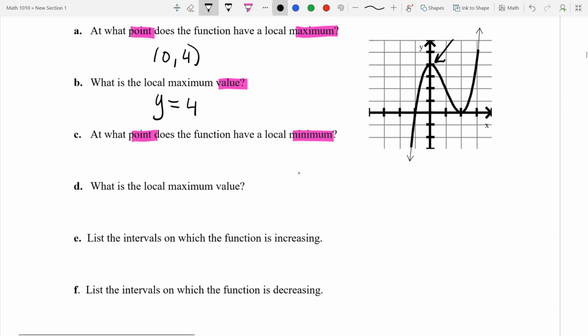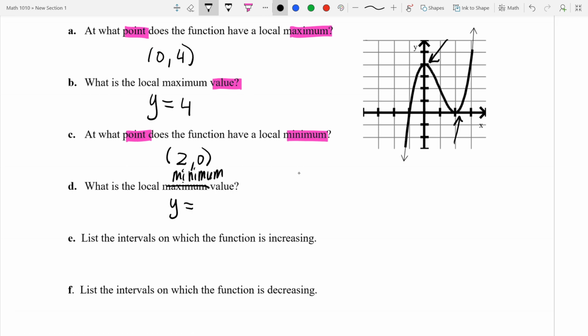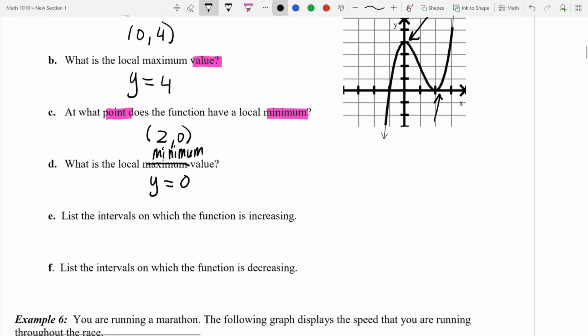At what point does it have a minimum? You guys, we're talking about this. So that would be, you tell me, what is it? (2, 0). The first one tells you to go right or left, so where do I go? 2, and then up or down is 0. Good. Local, this instead of maximum, that should say minimum. Local minimum value is going to be y equals, everybody in the room tell me. y equals 0. Yeah.